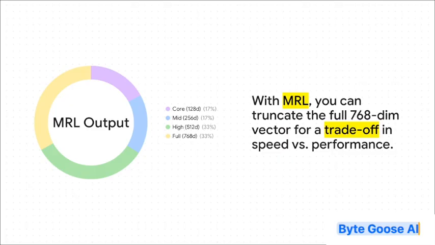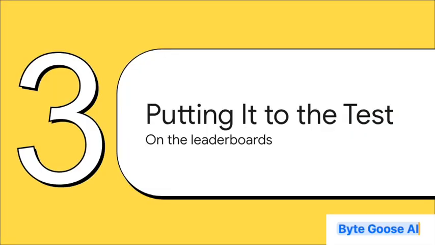For any researcher, this is a huge deal. It gives you a direct dial to trade off between performance, processing speed, and, of course, storage costs in your vector database. It's incredibly flexible. All right, so the architecture is smart, it's efficient, but how does it actually perform out in the wild? Let's take a look at the benchmarks.